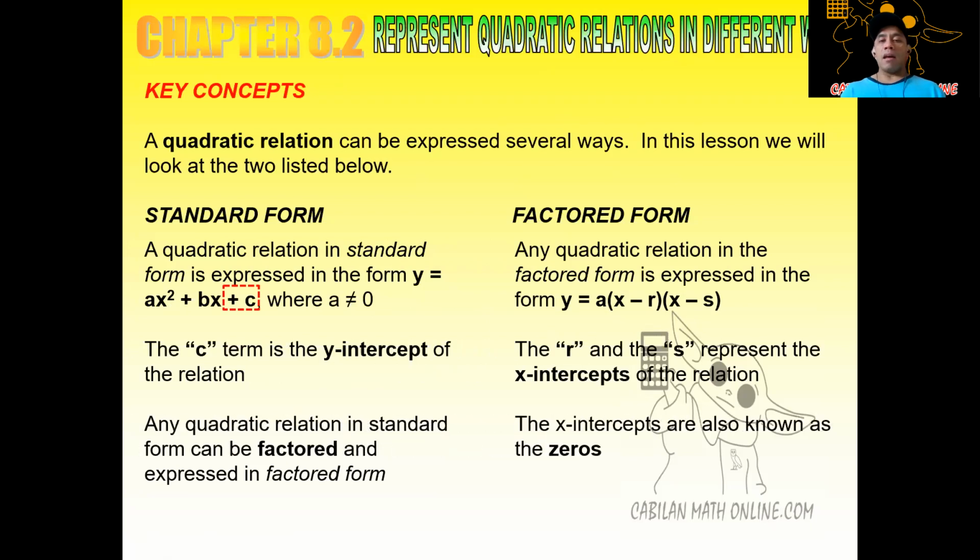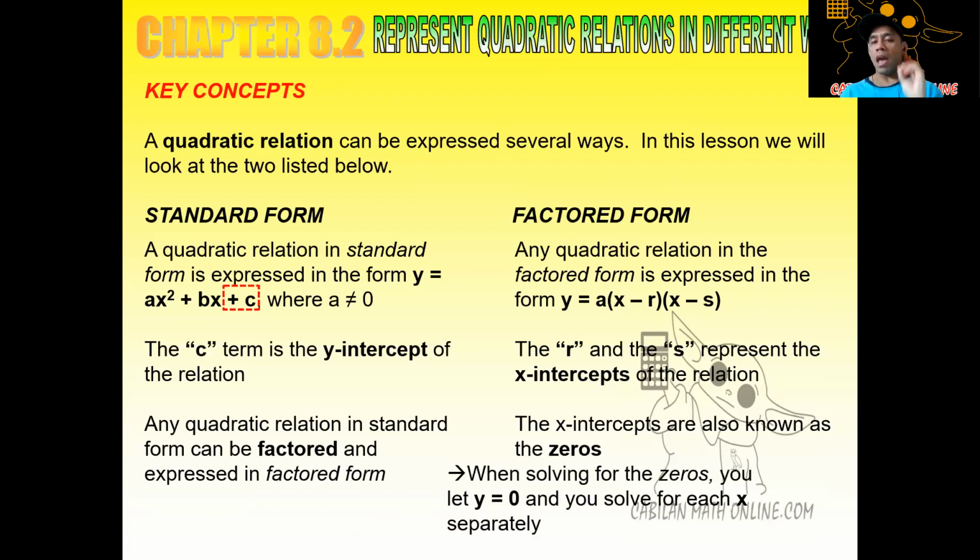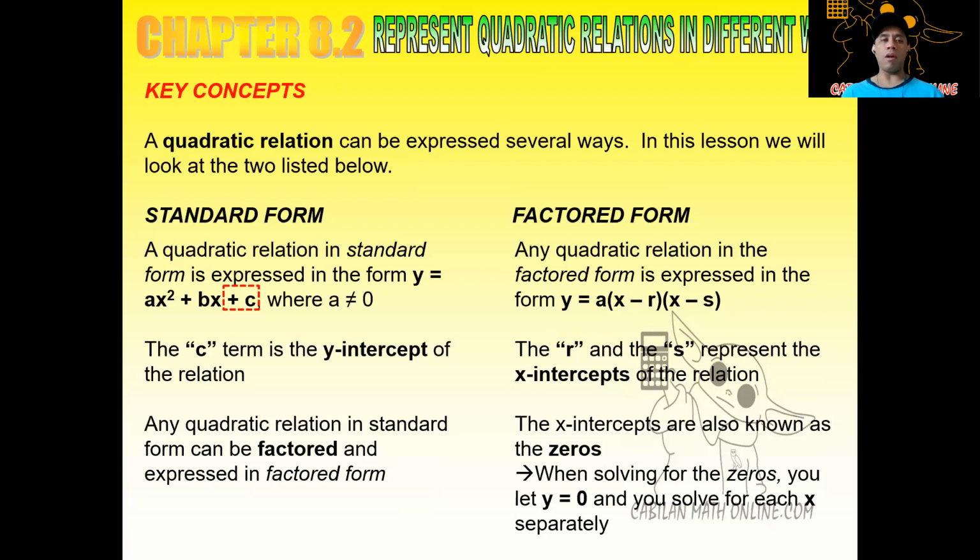All right, and the x-intercepts are also known as zeros because you're going to see that we'll be solving for what are called zeros, because we're going to take the factored form and we're going to let y equals 0. Now that you've seen the two forms, I just want you to take a quick glance before I proceed to the next screen.